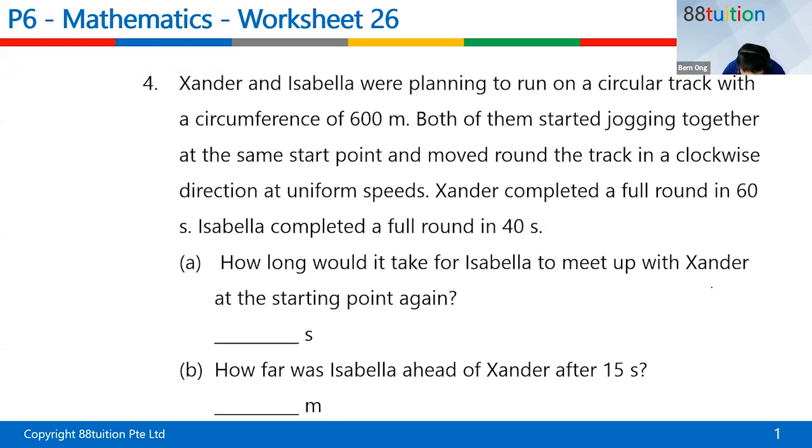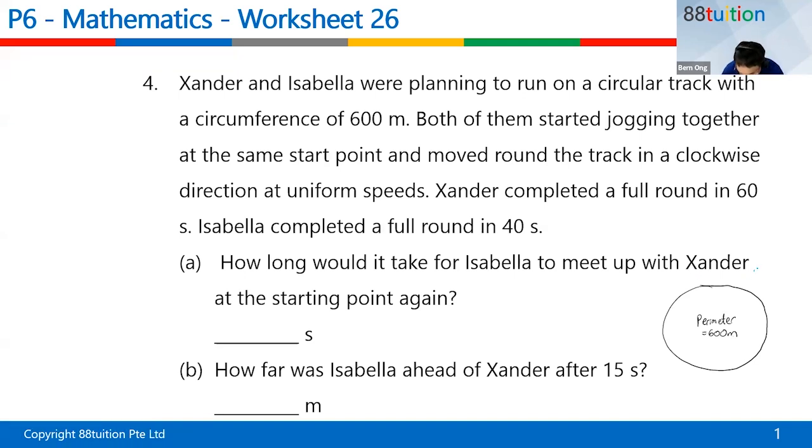So this is like a circular track. Not bad, right? My circle looks round. The circumference, or the perimeter, one round, is 600 meters. Both of them started jogging together at the same starting point and moved round the track in a clockwise direction. So both of them are going the same direction.